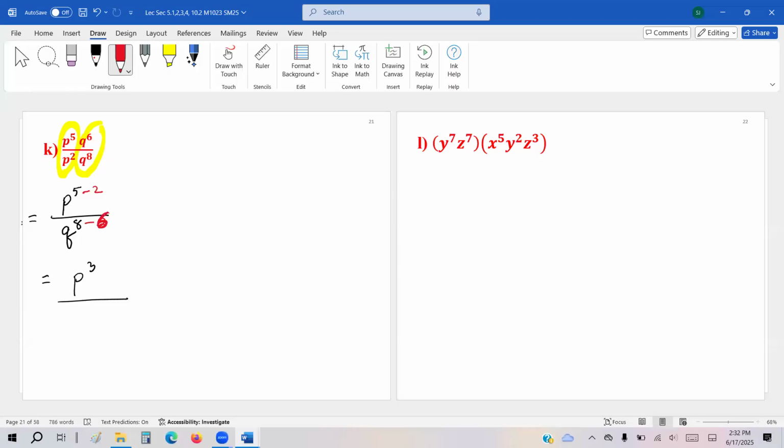So you don't have to write 1 over. We have two variables p and q. One of them goes on the top, one of them goes on the bottom. P goes on the top because p has a higher power, and q goes on the bottom because q has a higher power on the bottom. So at the end, 5 minus 2 is 3, and 8 minus 6 is 2. So q gets 2 power on the bottom, p gets 3 power on the top. That's it.